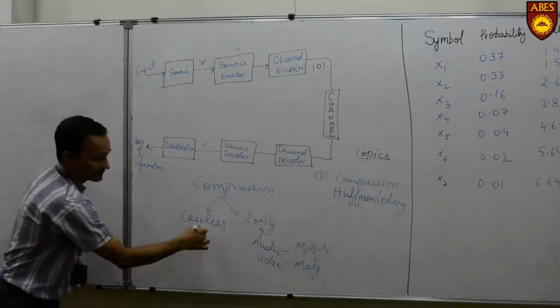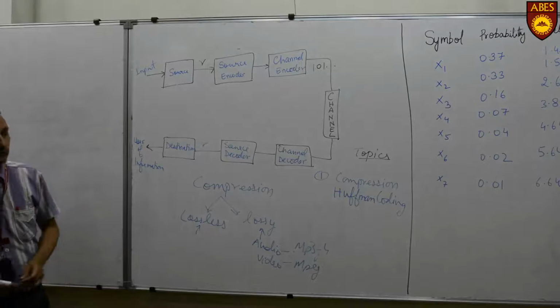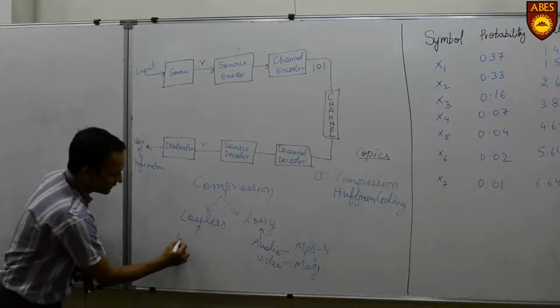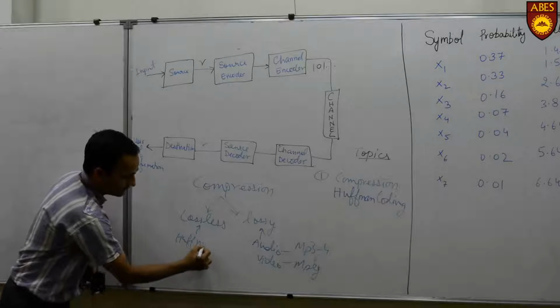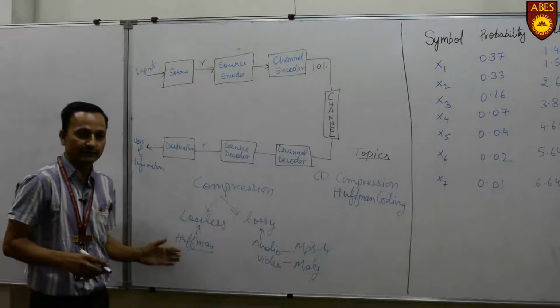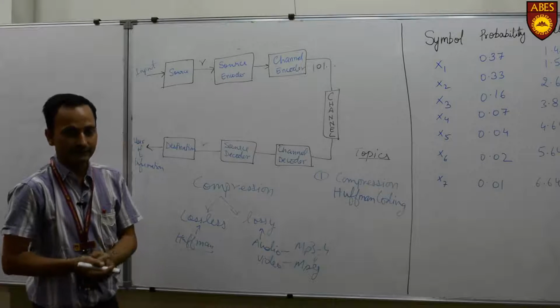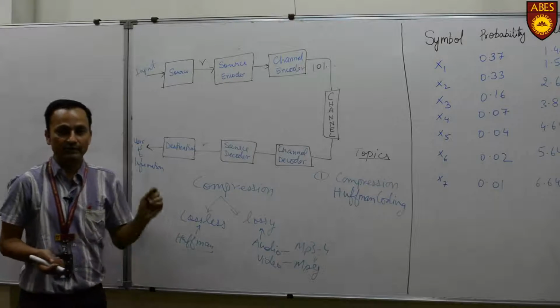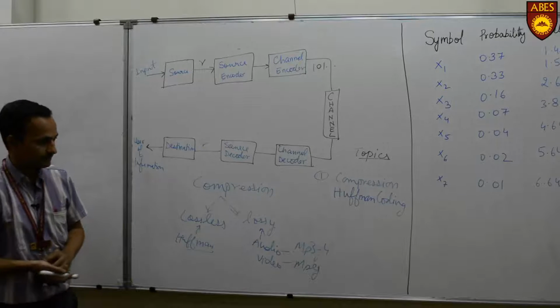In the case of lossless compression, the algorithm we are going to study today is Huffman coding. It is a type of lossless compression where the data which is encoded is recovered as it is. If there is a loss of even a single bit, we cannot decode the whole information.